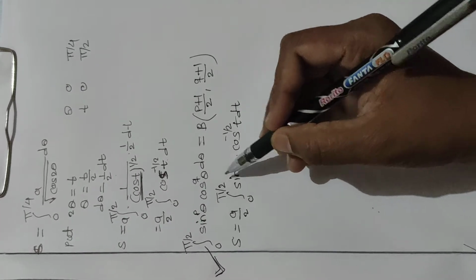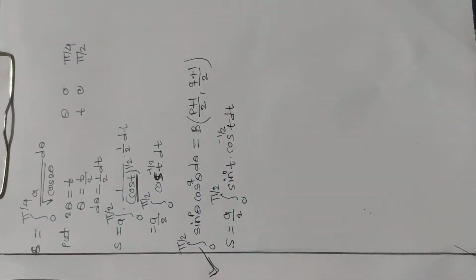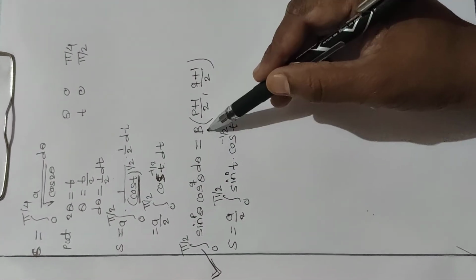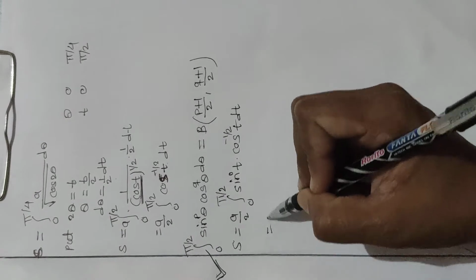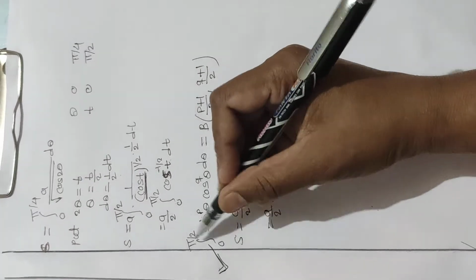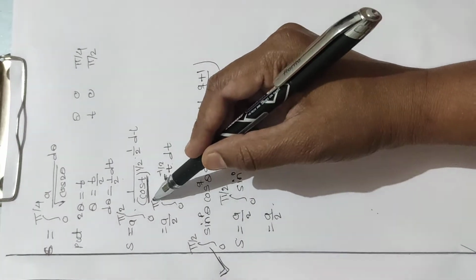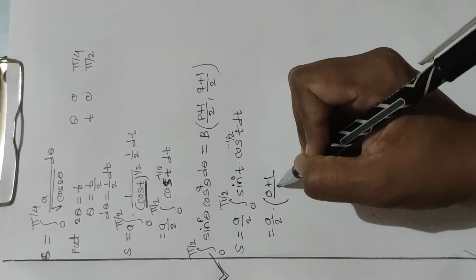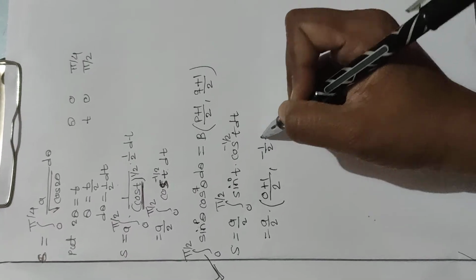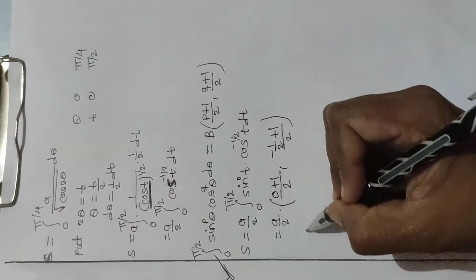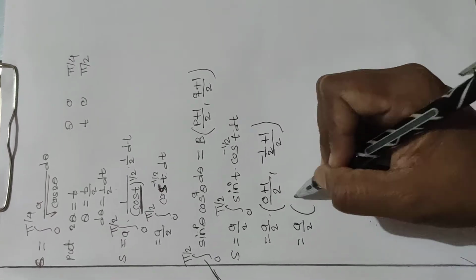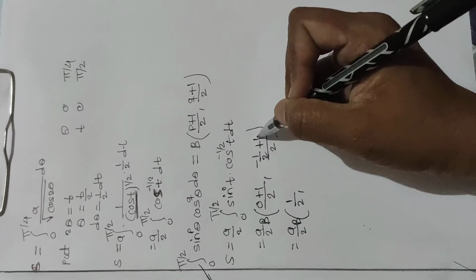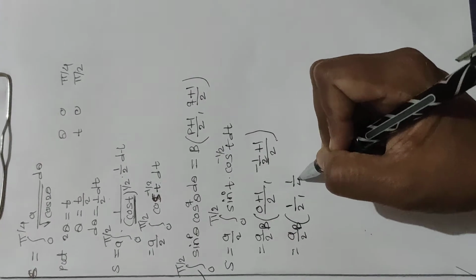So what is our p? Equating these two expressions, our p is 0 and our value of q is minus half. Just put these values in that result. We get a by 2 with limits 0 to pi by 2, and we write p plus 1 by 2, so 0 plus 1 by 2, and q is minus half plus 1 by 2. Simplifying this, we get a by 2 beta of 1 half comma, minus half plus 1 becomes 1 half, upon 2 is 1 by 4.